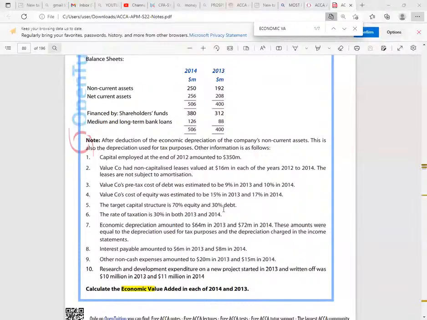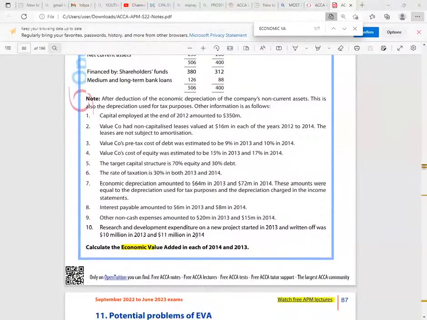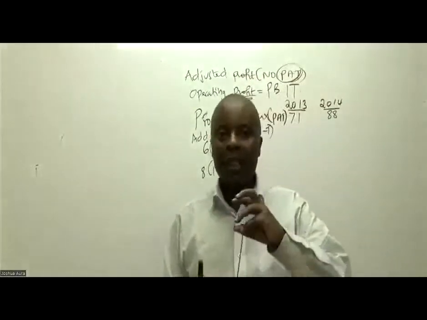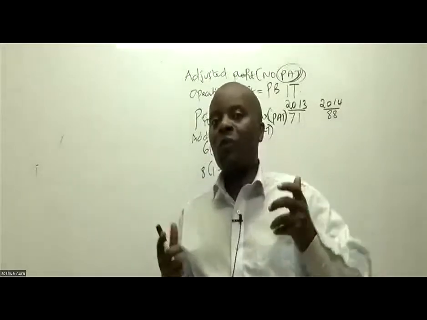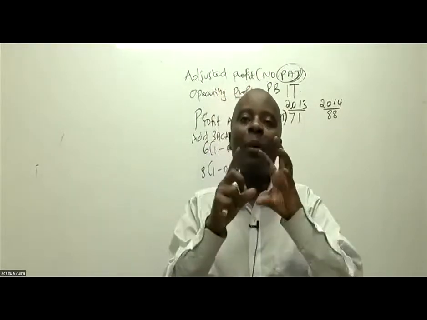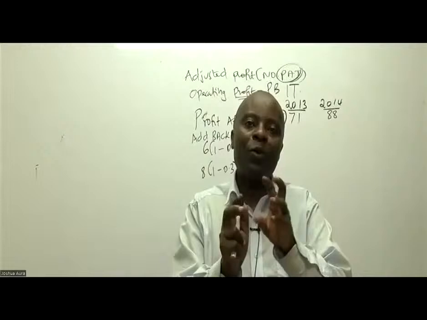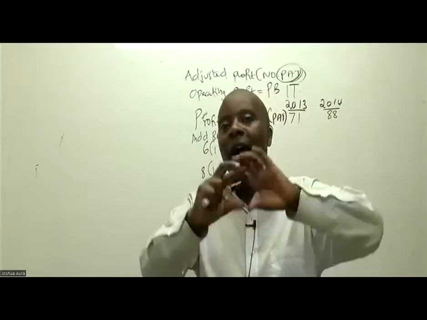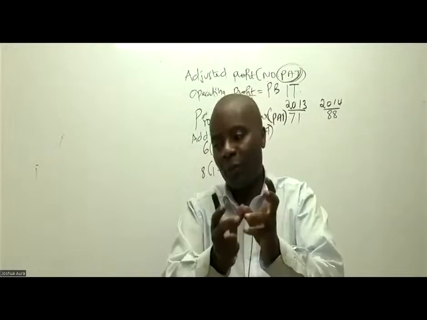Is there somebody who is able to see the figure of tax? It must be somewhere here. Tax rate, note number 6, 30% in both 2013 and 2014. So the most important thing, ladies and gentlemen, is for us to appreciate that when we are adding back interest for purposes of getting operating profit, that is profit before interest and tax, that interest has to be net of tax.